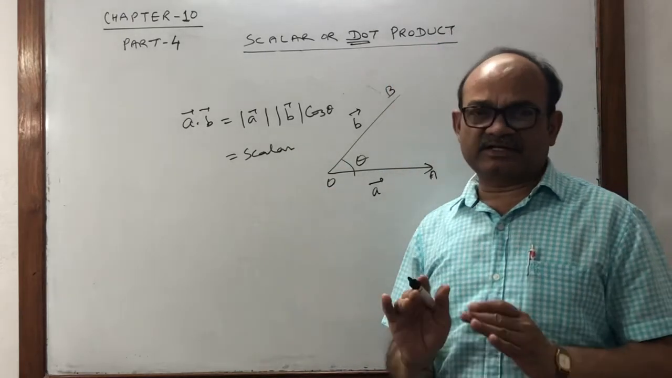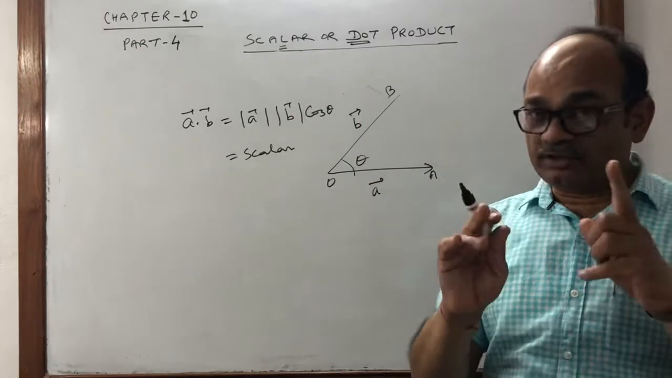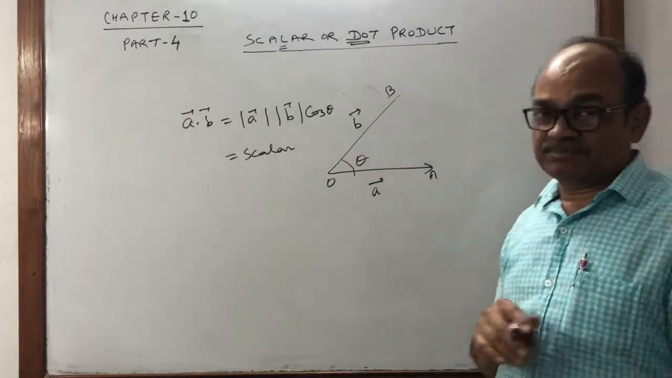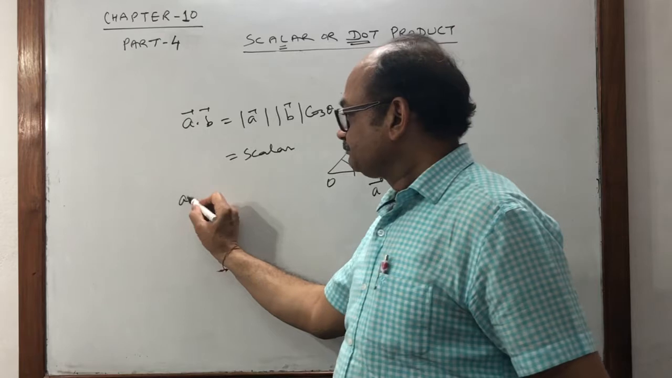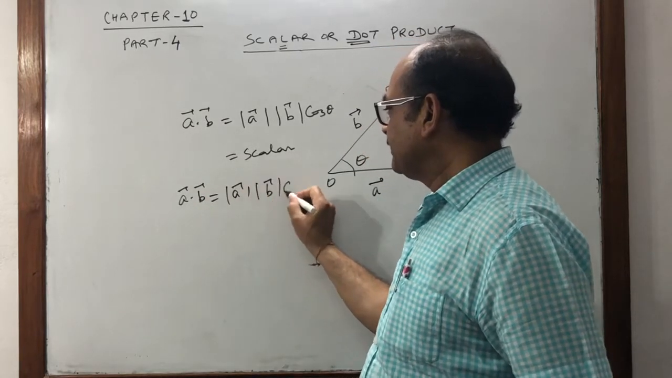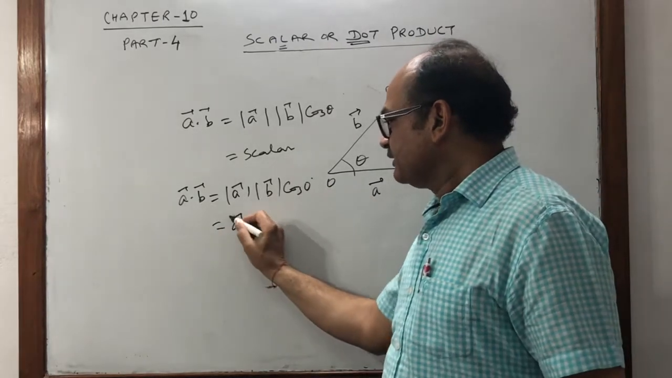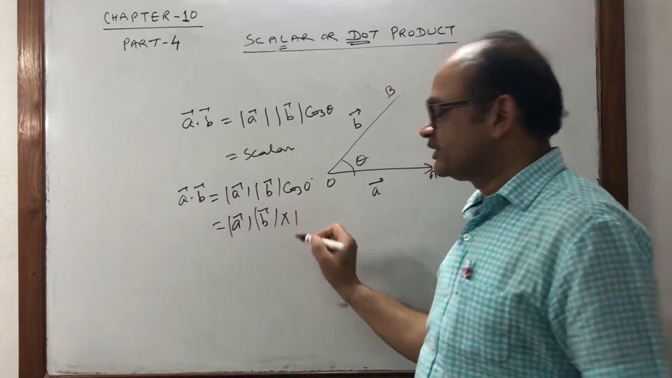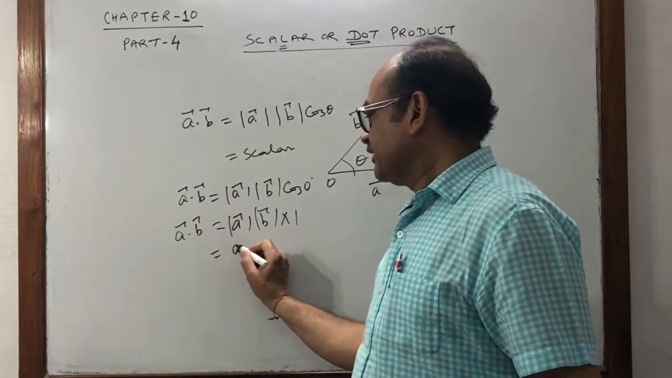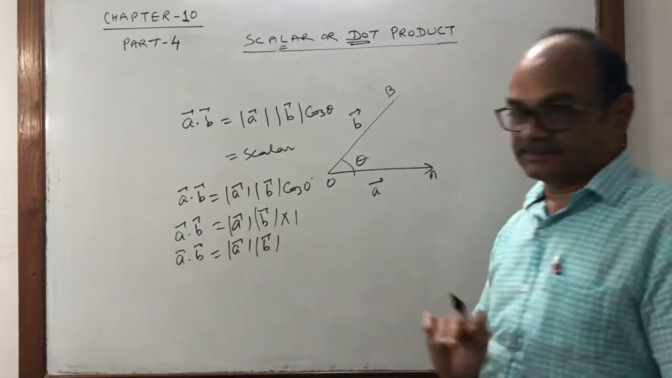हमेशा क्या आएगा? ये स्केलर आंसर आएगा. That's why its name is scalar or dot product. Dot due to symbol and scalar due to its answer. Now some basic properties. Suppose theta is 0. It means for parallel vectors, magnitude A, magnitude B, and cos 0. Then what are we getting? Magnitude A, magnitude B, and cos 0 is nothing but 1. That's why A dot B equals magnitude A, magnitude B is the final answer.